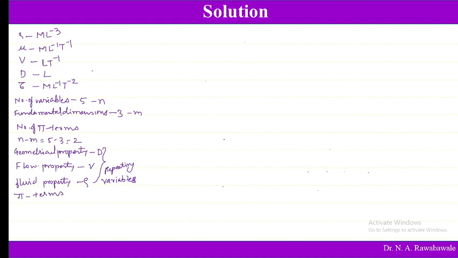So before writing pi terms, we'll write the equation, that is the shear stress is a function of psi of the rest of the terms, that is rho, mu, v, d, or we can write this as shear stress is a function of the terms pi 1, pi 2, pi 3, or this can be written as pi 1 is a function of pi 2 and pi 3.